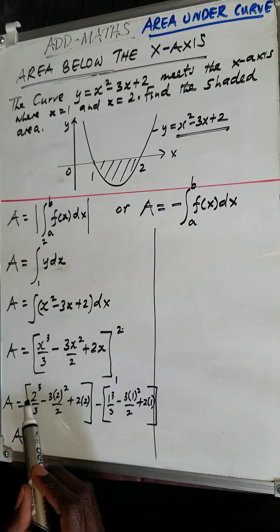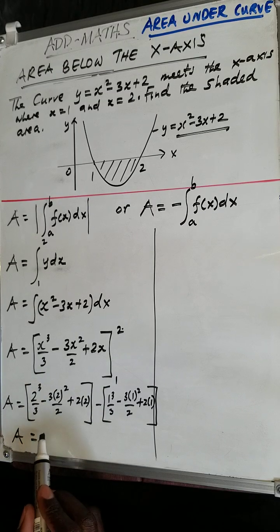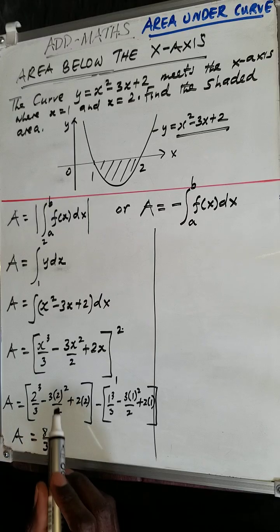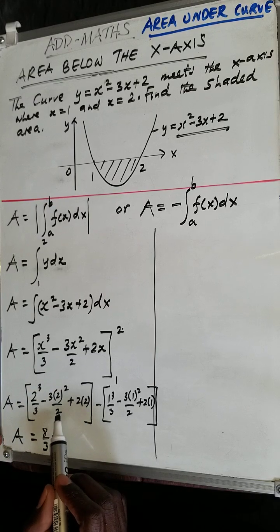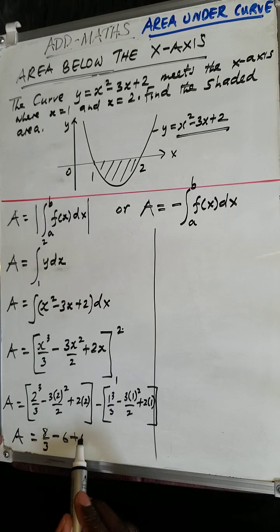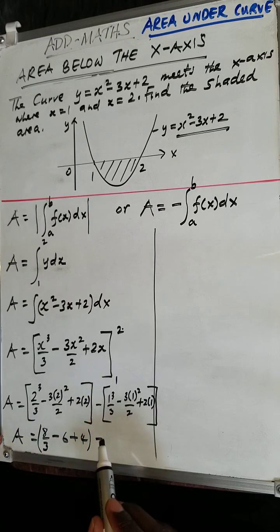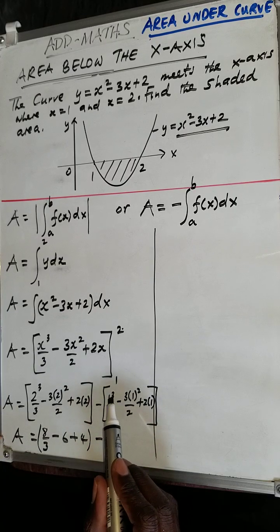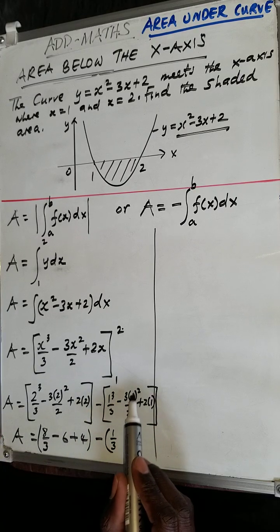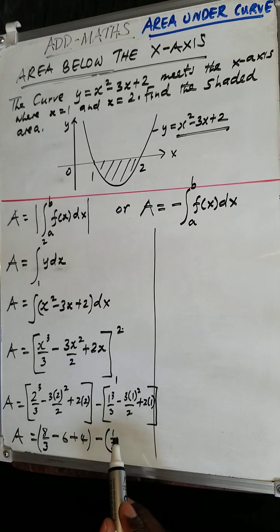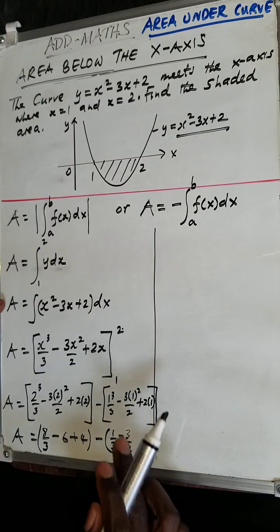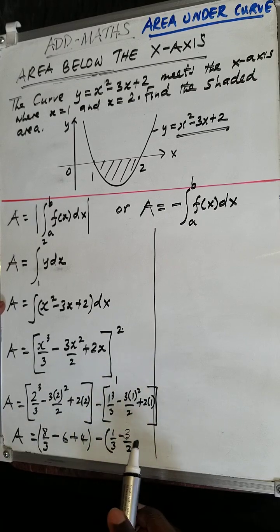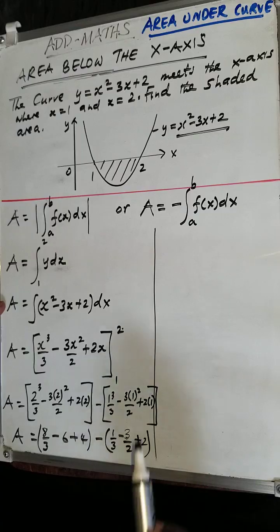So the area there, 2 raised to the power 3, that is 8. So that will give us 8 over 3 minus, 2 raised to the power 2 is 4, 4 times 3 is 12, 12 divided by 2 gives you a 6, plus a 4 there. Minus 1 raised to the power 3 will give you 1 over 3. 1 raised to the power 2 is 1 times 3, so you're going to have minus 3 over 2 there, then plus 2, all right?